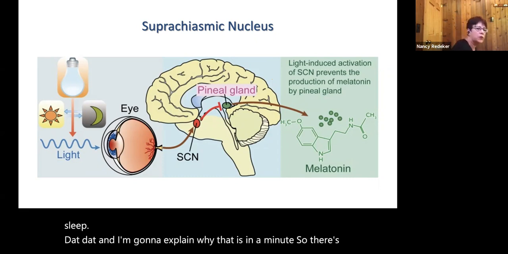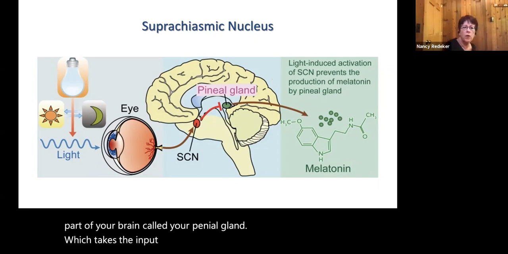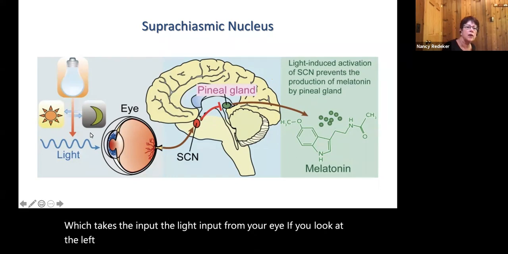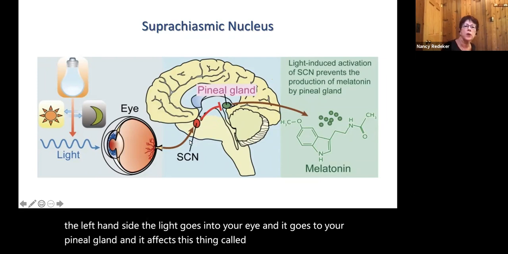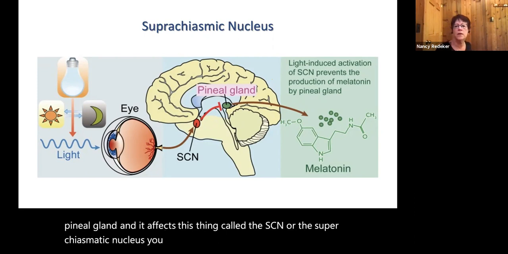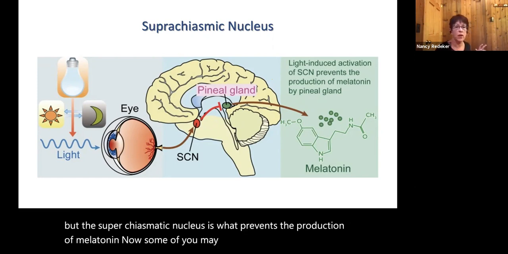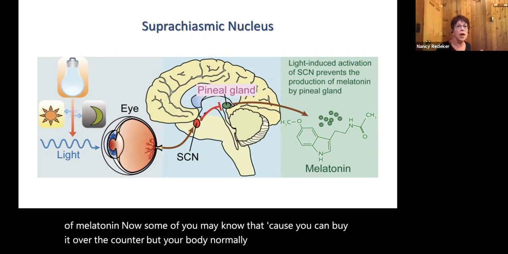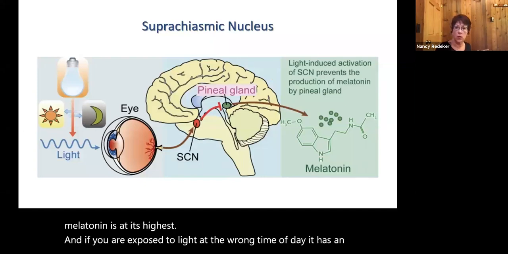There's a part of your brain called your pineal gland, which takes the light input from your eye. If you look at the left-hand side, the light goes into your eye and it goes to your pineal gland, and it affects this thing called the SCN, or the suprachiasmatic nucleus. You don't need to remember the names of this, but the suprachiasmatic nucleus is what prevents the production of melatonin. Some of you may know that because you can buy it over the counter, but your body normally makes melatonin. And so at night, the reason you should be in a dark room is because that's when melatonin is at its highest. And if you are exposed to light at the wrong time of day, it has a negative effect on your melatonin rhythm.